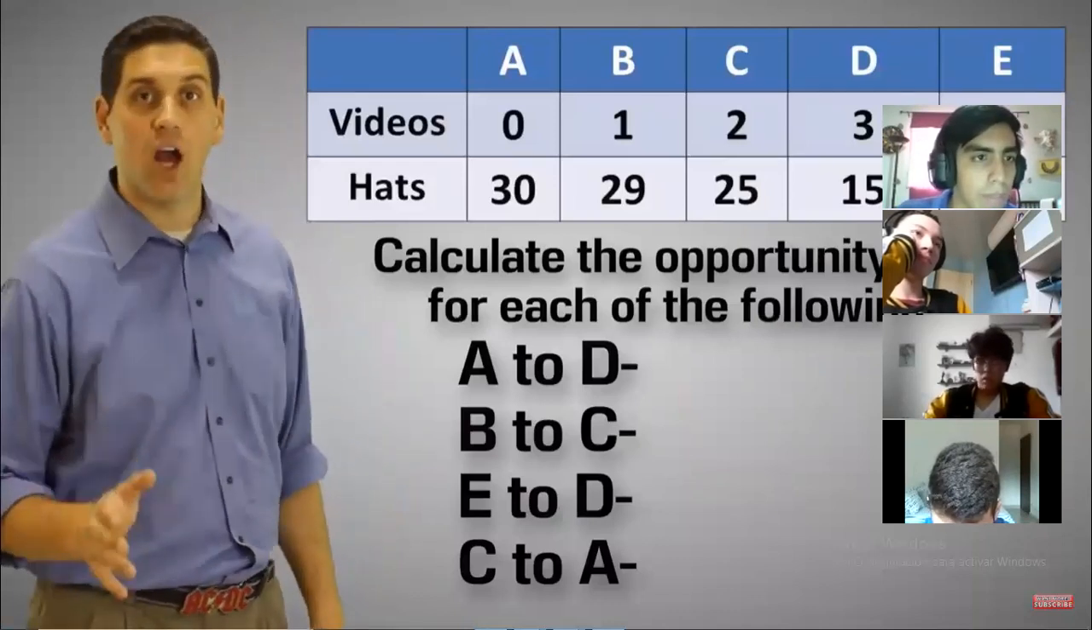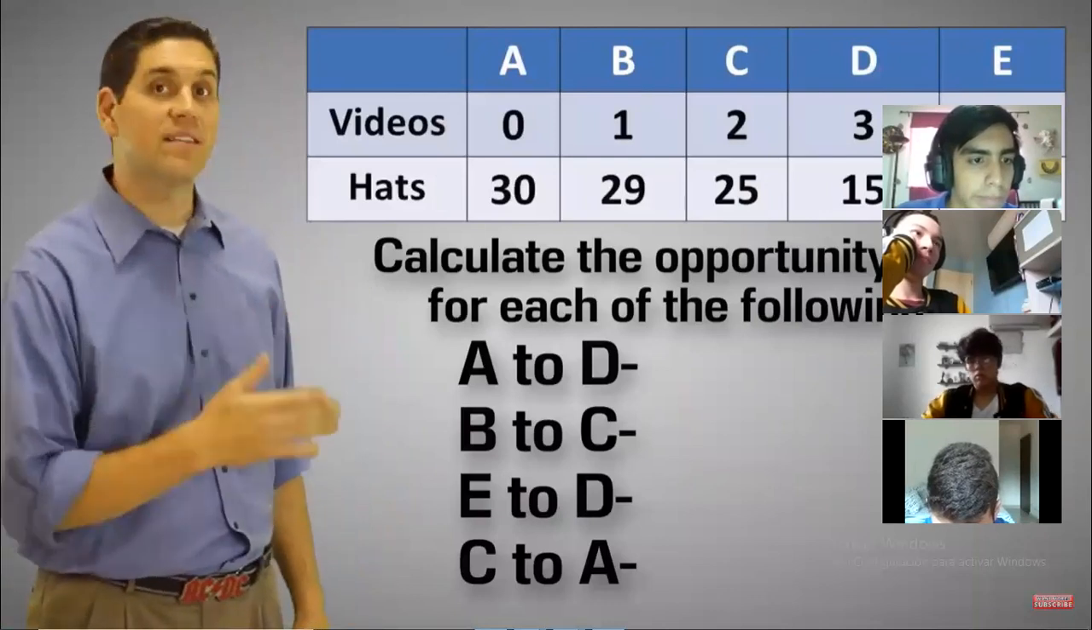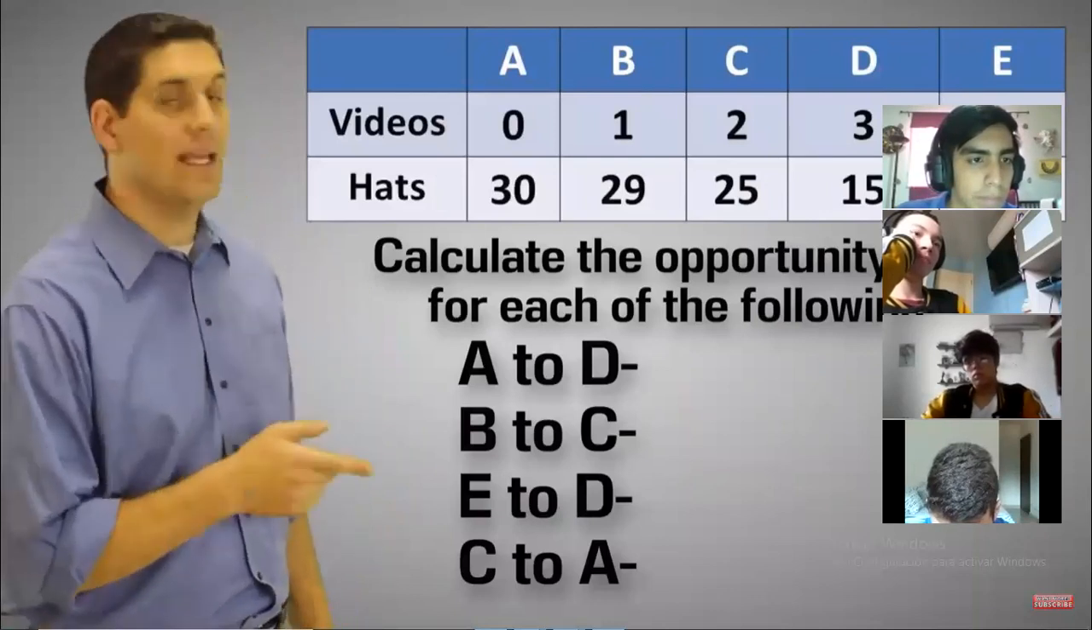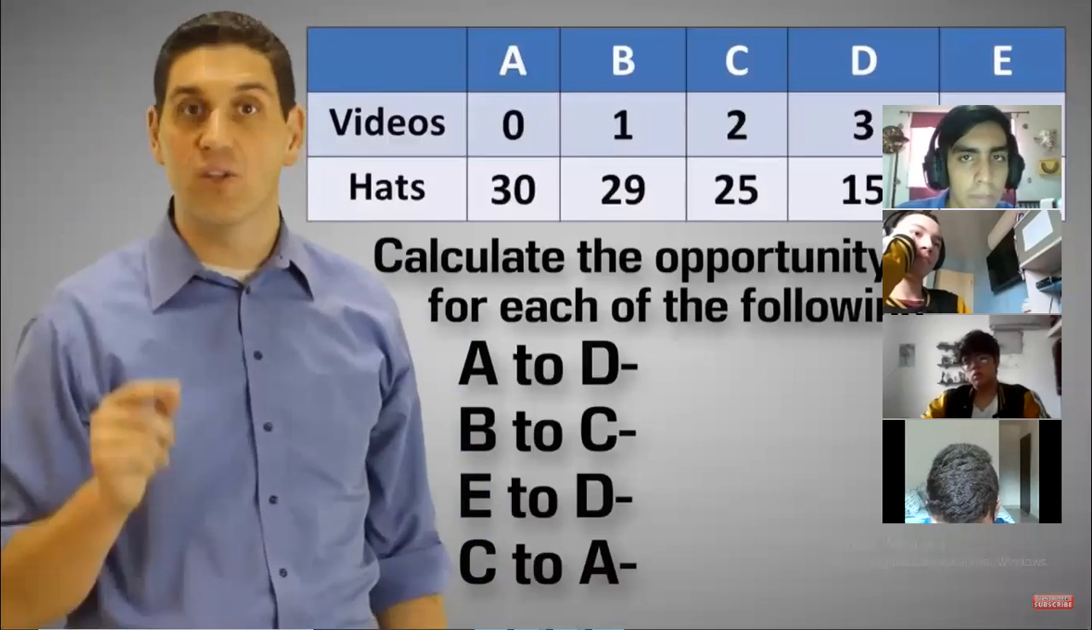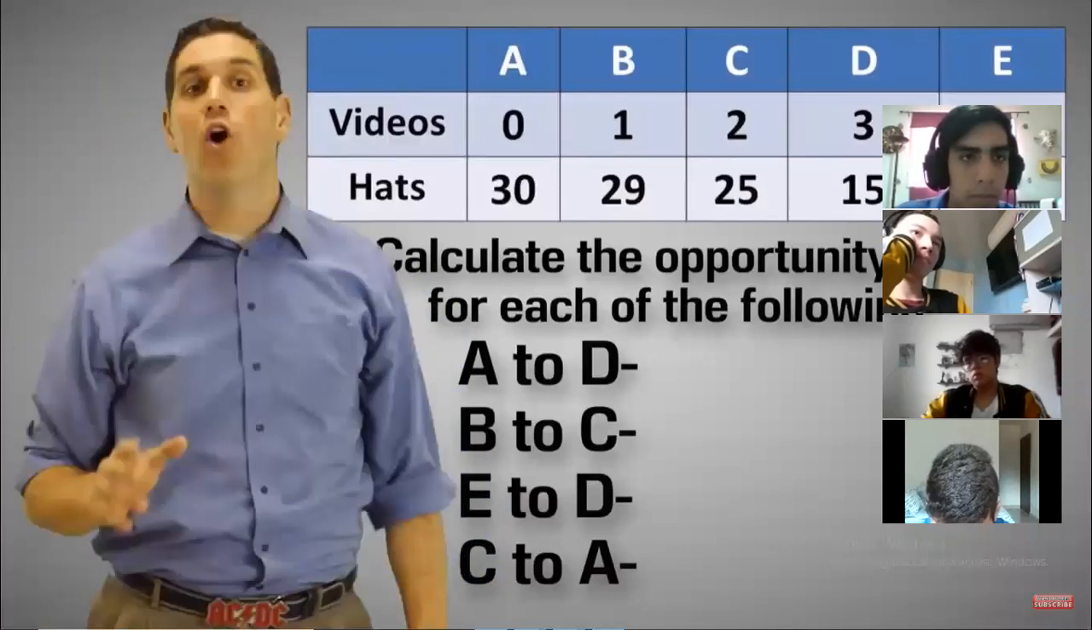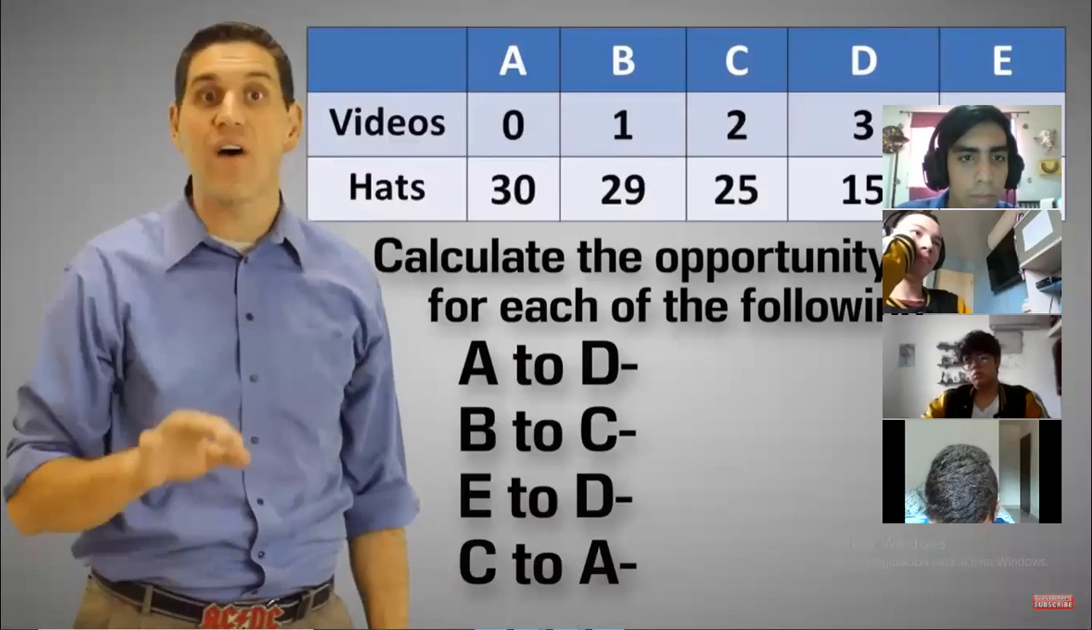So calculate the opportunity cost from A to D, from B to C, from E to D, and from C to A. Remember, opportunity cost is what we're giving up, and so look for the thing that we're losing. Don't forget to clarify if I'm giving up hats or if I'm giving up videos.